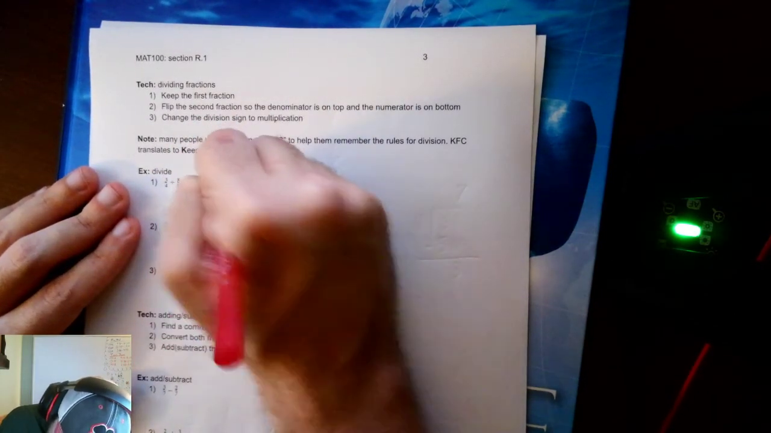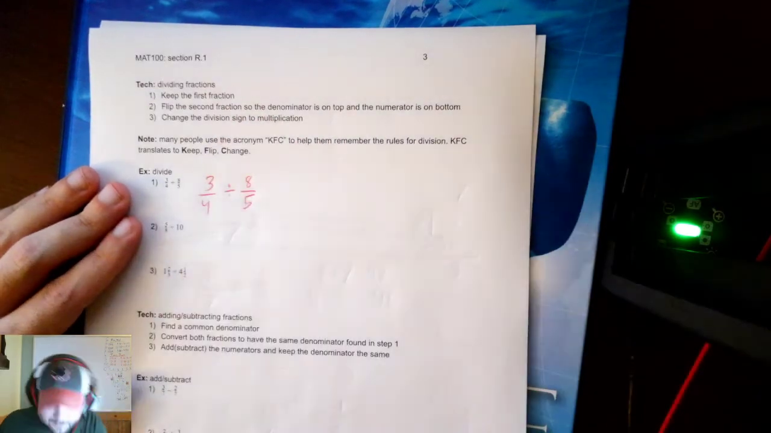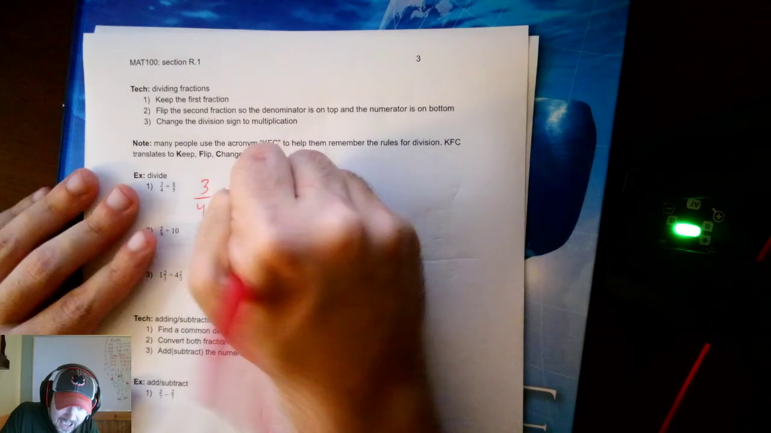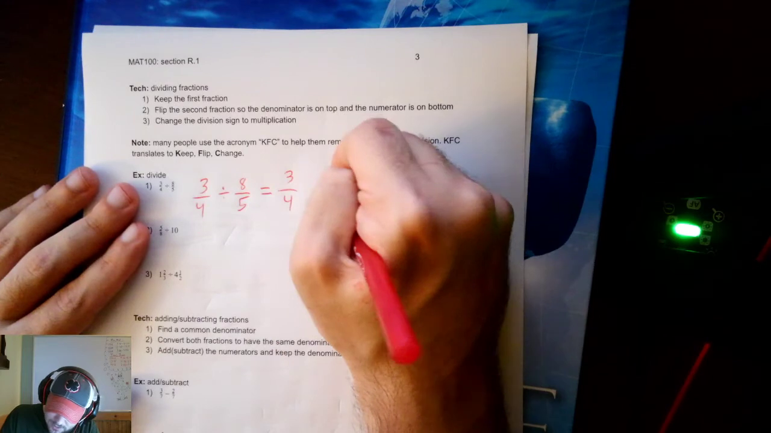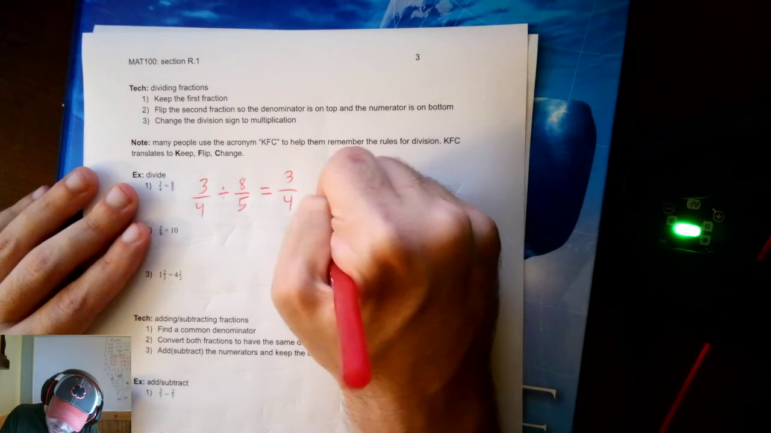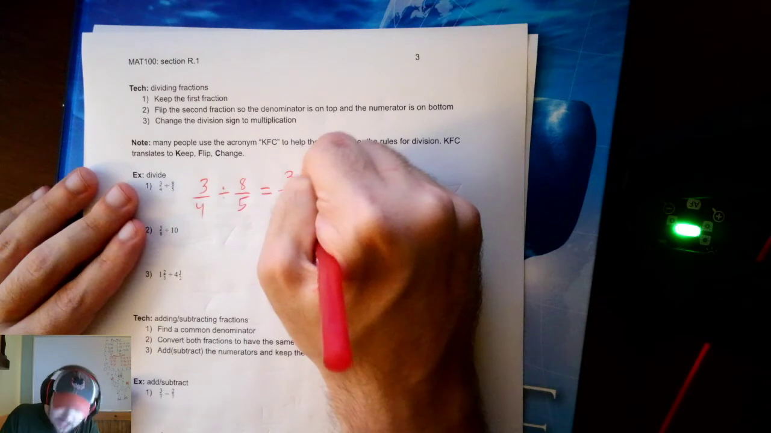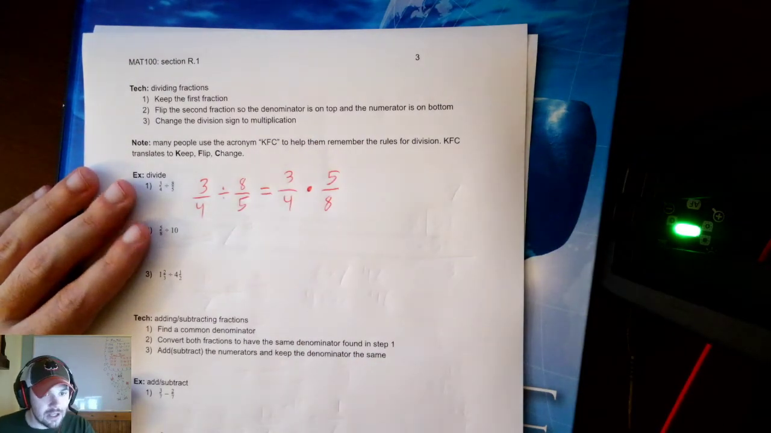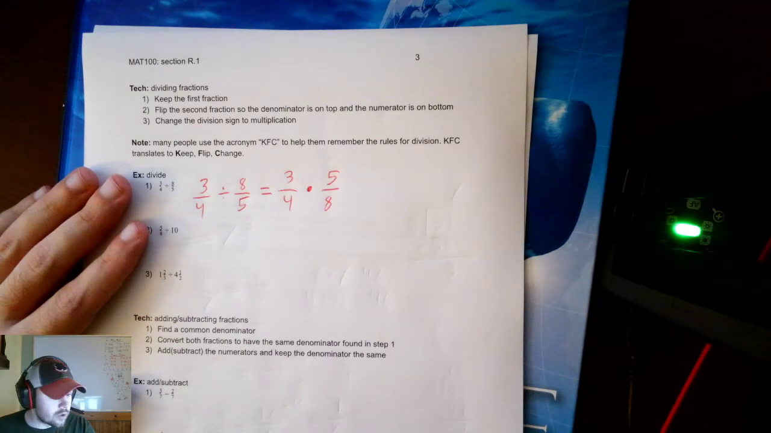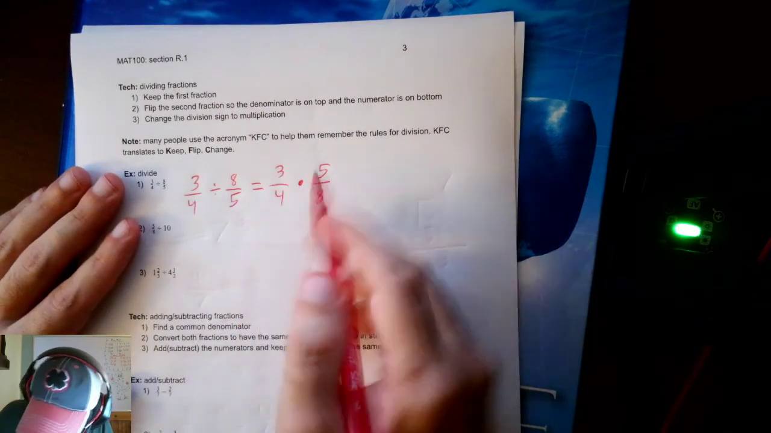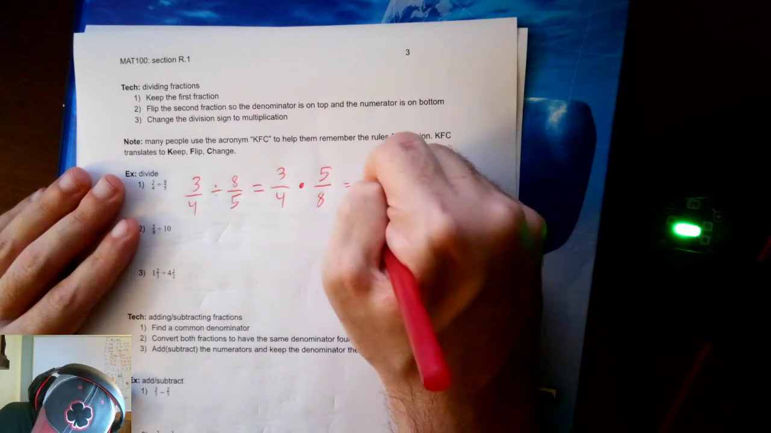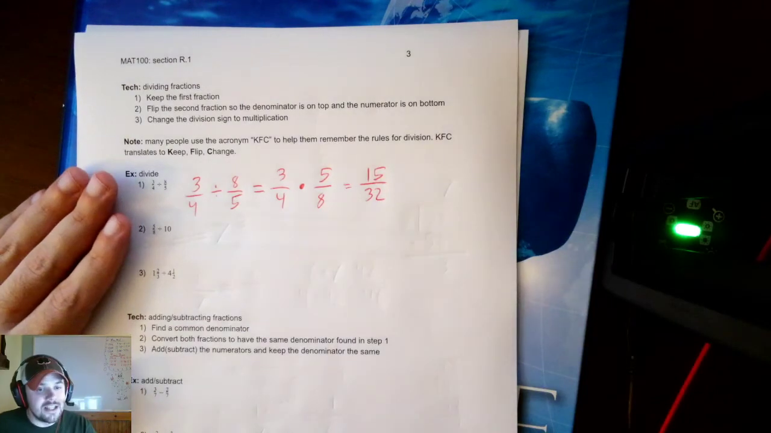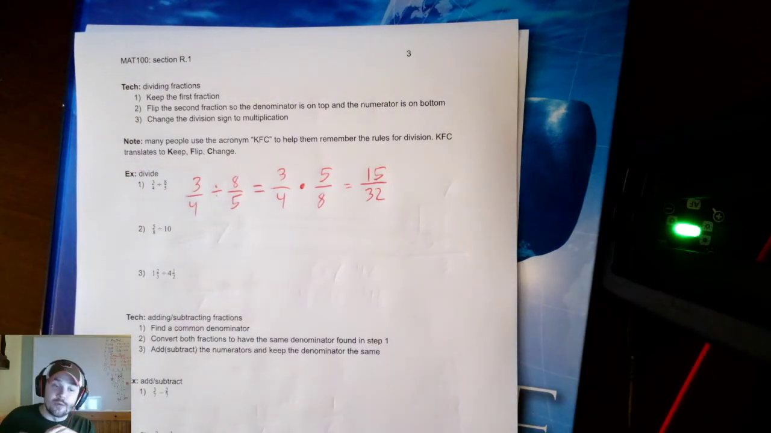3/4 divided by 8/5. Well, I'm going to use KFC. I keep the first fraction. I flip the second fraction, and I change the sign to multiplication. Now I'm ready to perform the multiplication. Straight across the top is 15, and straight across the bottom is 32. 15 over 32. I should check if it reduces. Turns out it doesn't, so I will leave it like that.